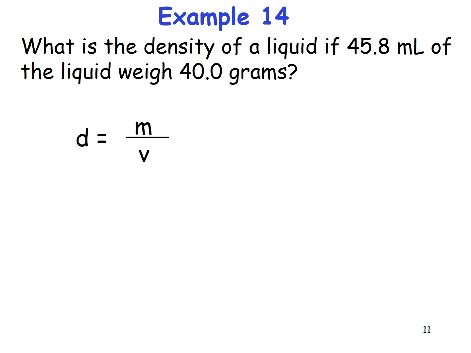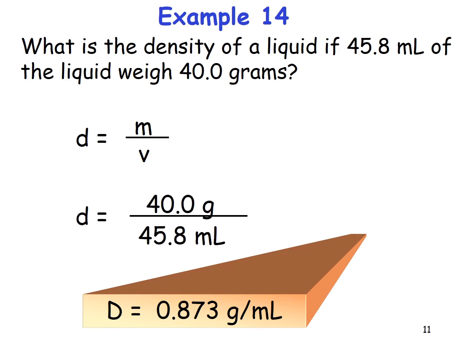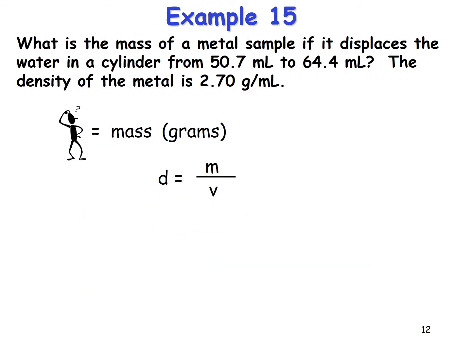So let's look at this example. 45.8 milliliters, and it's 40 grams. You need to find the density. This is a very simple example. You just need to divide these two numbers together and keep the units at the end. So this is 0.83 grams per milliliter. And looking at this, you know that it's a liquid that is lighter than water. So that's the division.